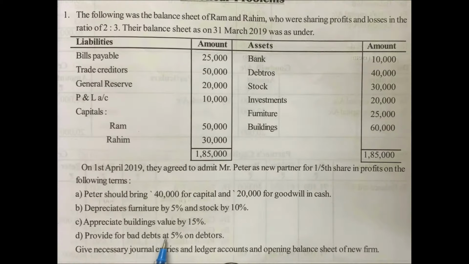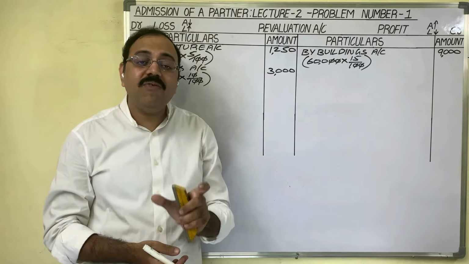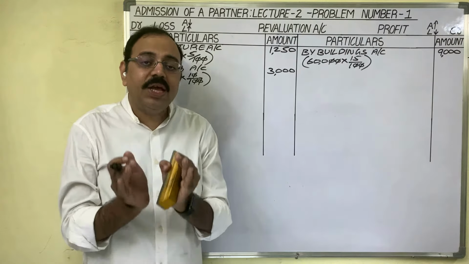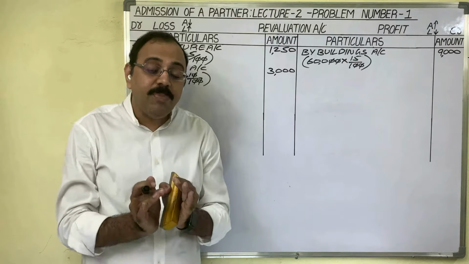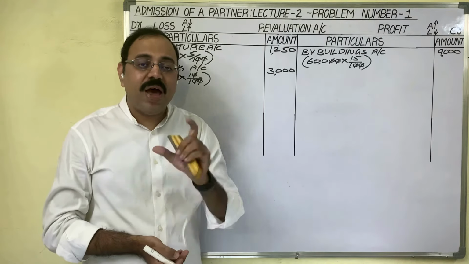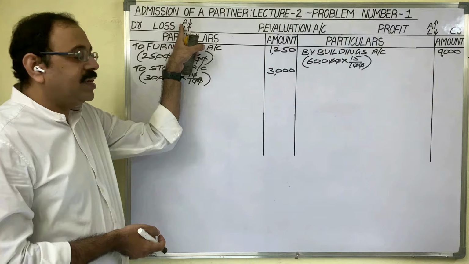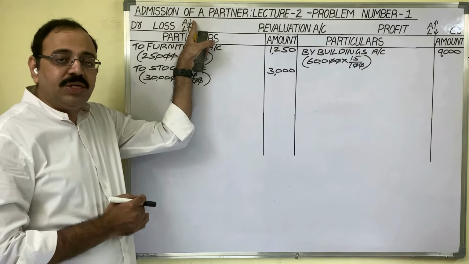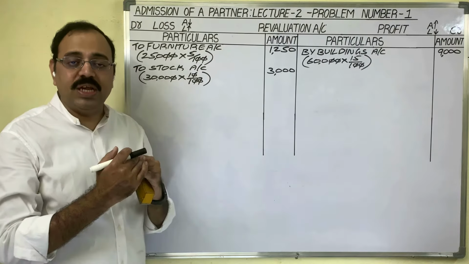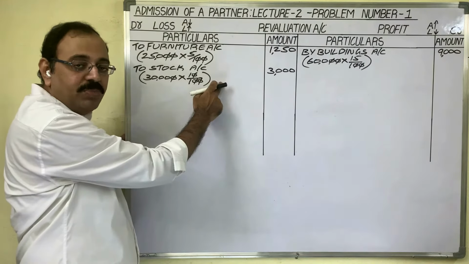D. Provide for bad debts at 5% on debtors. In old balance sheet, debtors value is given as 40,000 rupees. At the time of admission, old partners revalued these debtors. They came to know that in this debtors amount, 5% may not come. So with the 5%, they want to provide a provision for bad debts. So 5% of debtors may not come means it is one loss to us. Because debtor is an asset and asset value is reduced by 5%. When you provide a provision on debtors, from debtors value we have to deduct that provision. So as asset value is decreasing, we have to show that provision on debit side of revaluation account because it is a loss.